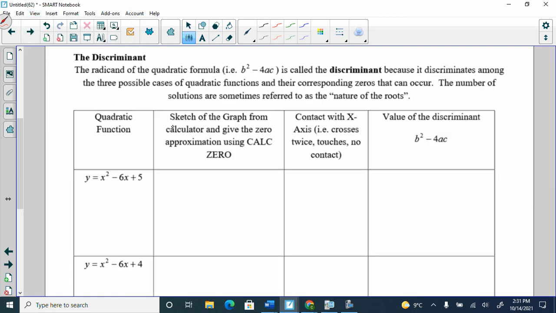So the discriminant, the radicand of the quadratic formula. So it's what's underneath the radical. That's what a radicand is. It's just the number that's under the radical. You learned that last year.